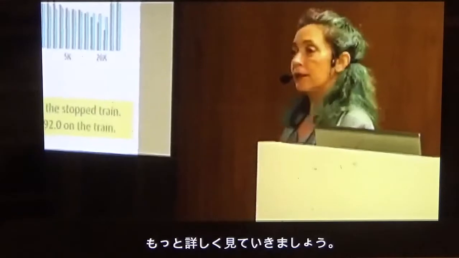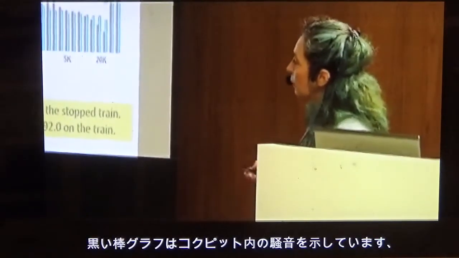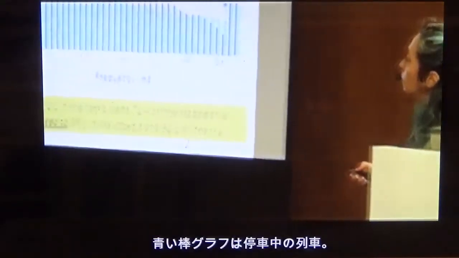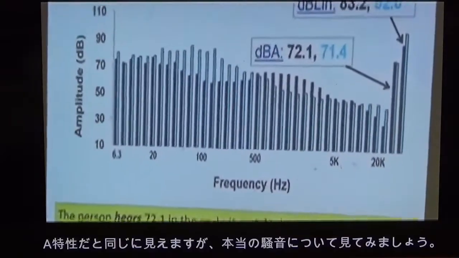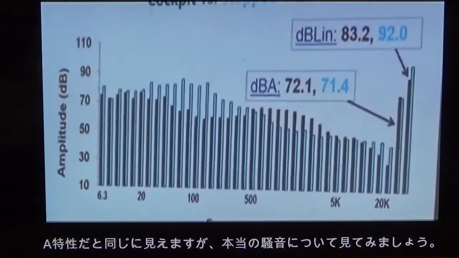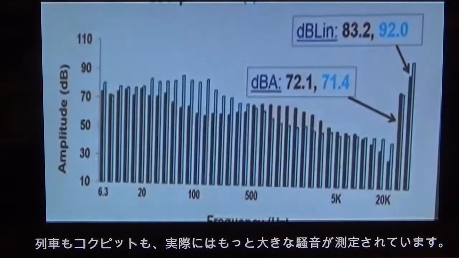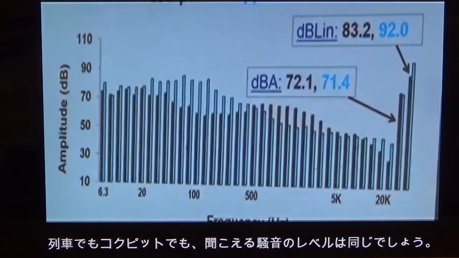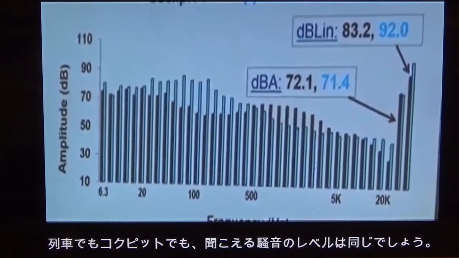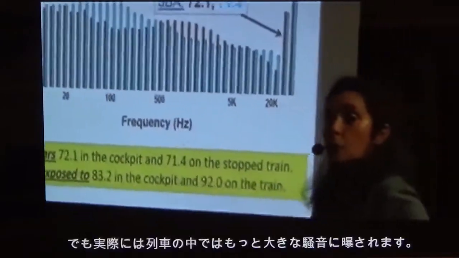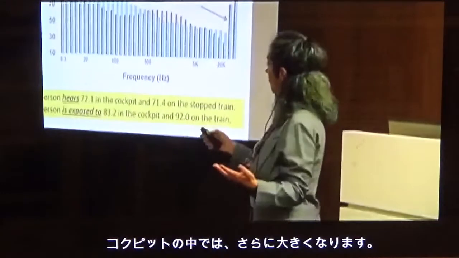Well, let's look better into that. The black bars represent the cockpit. The blue bars represent the stopped train. dBAs are similar, but look at what is really there. There is more in the stopped train than in the cockpit. So you would hear the same in the cockpit or the train, but you will be exposed to more in the train than in the cockpit.